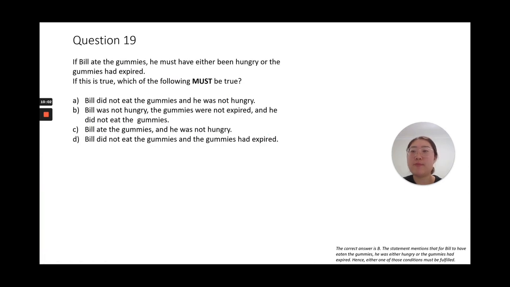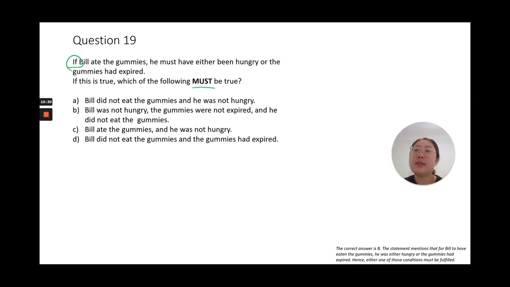19. If Bill ate the gummies, he must have either been hungry or the gummies had expired. If this is true, which of the following must be true? So these are kind of tricky because there are a lot of alternatives, okay? And it's kind of hard to wrap your head around. But you have to think about it in terms of the conditions, okay? And the conditions that someone has to fulfill.